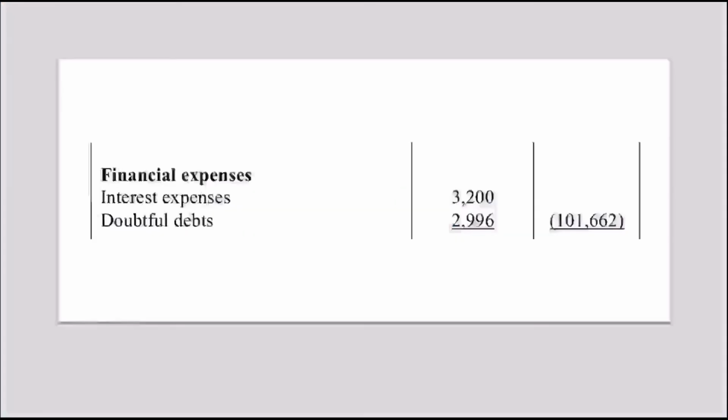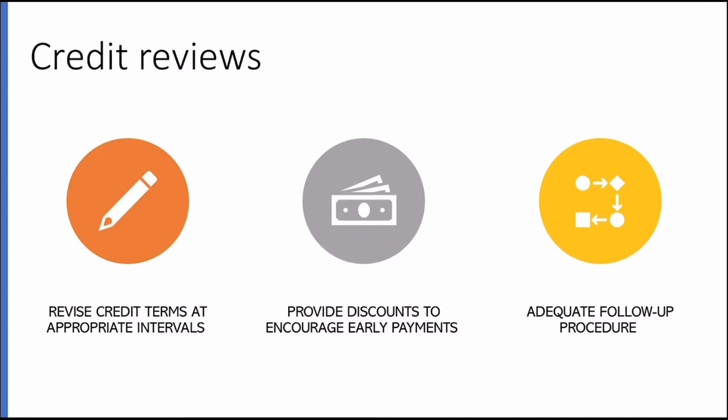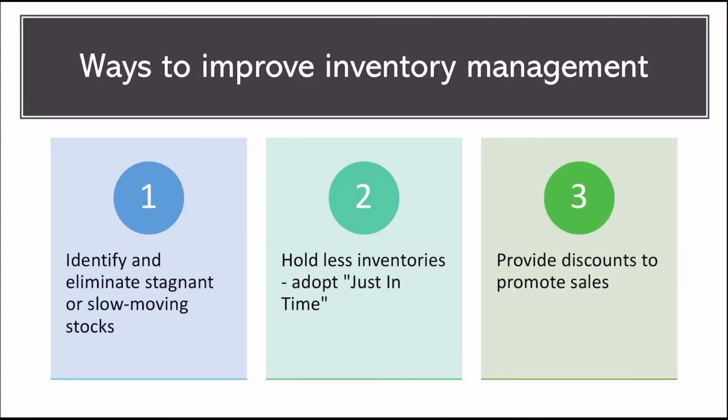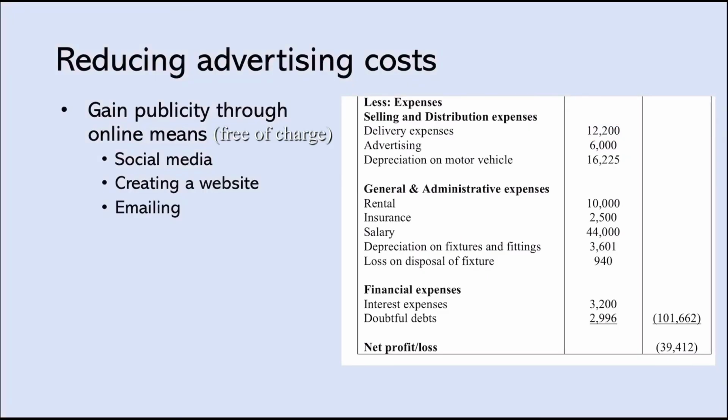Next, credit policies should be improved to reduce expenses on doubtful debts. Adyo should revise credit terms, provide discounts, and generate reminders. Stock management can also be improved to reduce stock loss by holding less inventories. These are other suggestions to reduce costs, and that's it.